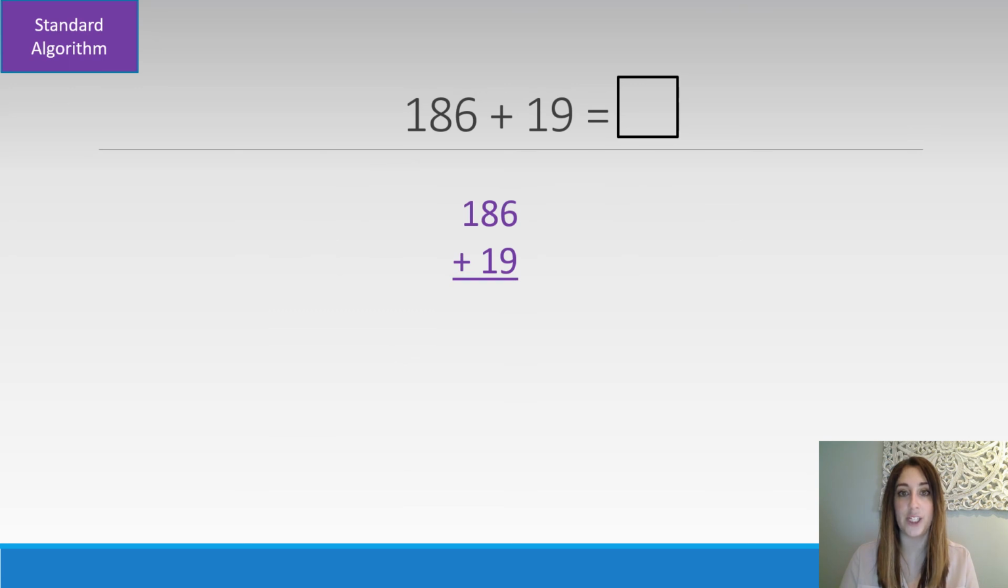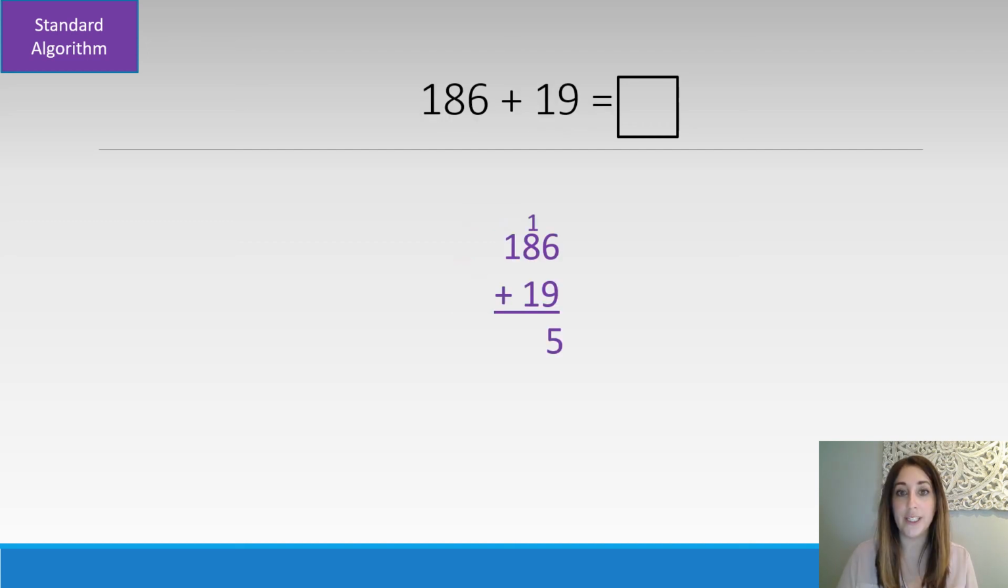Now the last strategy that I'm going to try is the standard algorithm. I'm going to start by aligning these numbers vertically. Remember, the ones need to be in the same column. As a reminder, we are going to be moving from right to left. I'm going to start by adding 6 plus 9, which I know equals 15, and I'm going to regroup the 10. Now I'm going to add the tens column, or 8 plus 1 plus 1, except this is the tens column, so it's actually 80 plus 10 plus 10 equals 100. So once again, I'm going to regroup.